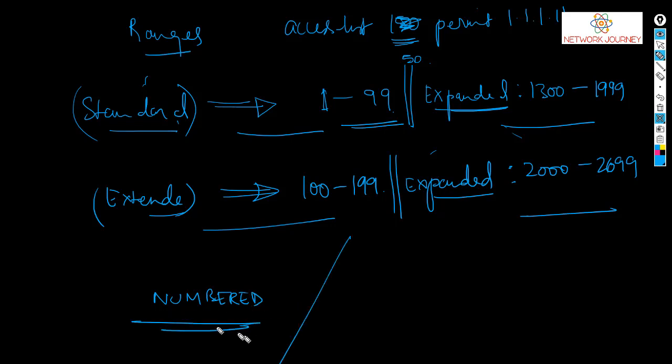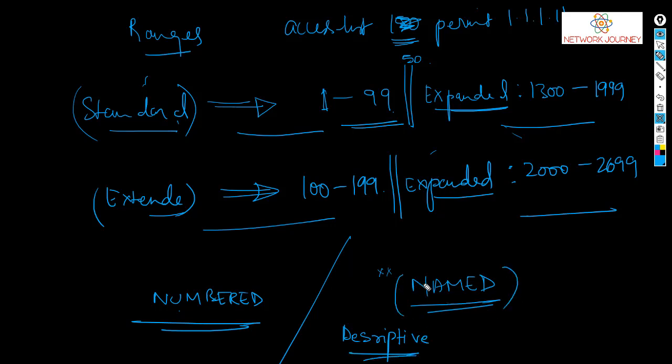I told you one type of access list is numbered, and the second type is called named. Why do I make use of named? Can't I make use of numbered? Both are the same. The working nature of numbered and named are the same. The only benefit of having named access lists is that it's descriptive. It's going to help you understand what that access list was written for.